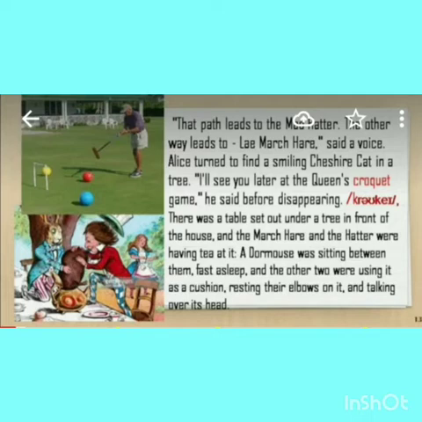There was a table set out under a tree in front of the house, and the March Hare and the Hatter were having tea at it. So what happened, there is a table set out under a tree, you can see in that picture, in front of a house. The Hare and the Hatter were having tea. So that person and the rabbit were drinking the tea.